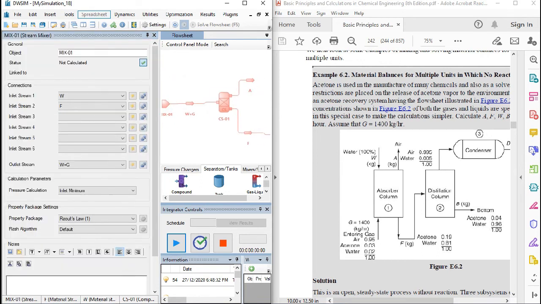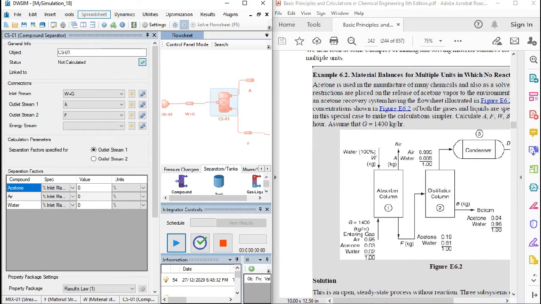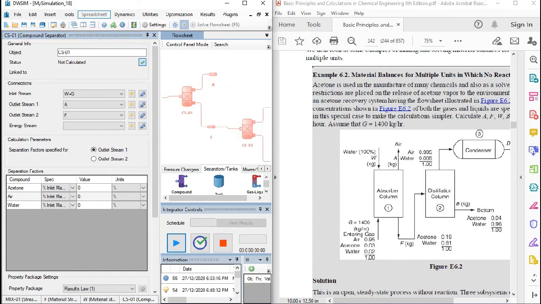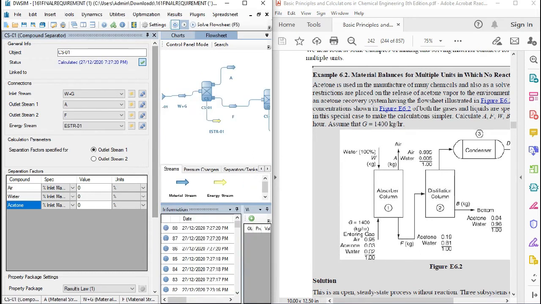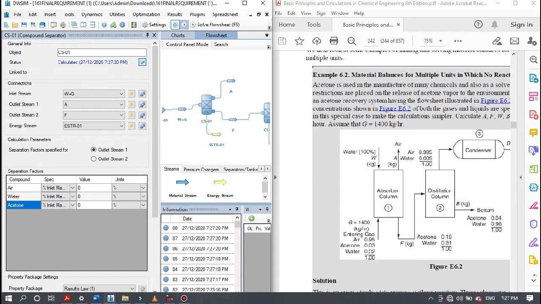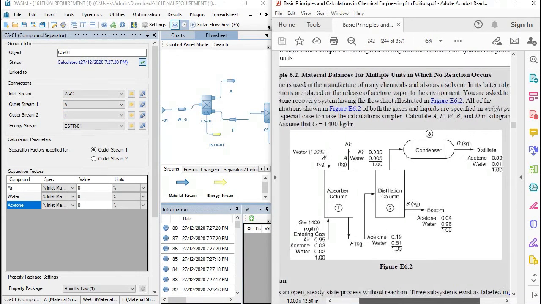Now we're down to tweaking our compound separator. Here in our compound separator, as you can see, we have specifications for mass flow, molar flow, mass molar flow rate, and inlet molar flow, and separation factors that are specified only for one outlet stream. For our first compound separator, the first outlet stream is A, and for our second, we have outlet stream F. The value of these compounds is directed to a specific outlet stream 1, which is the A stream.